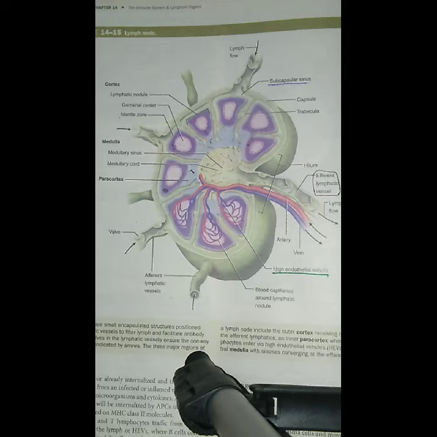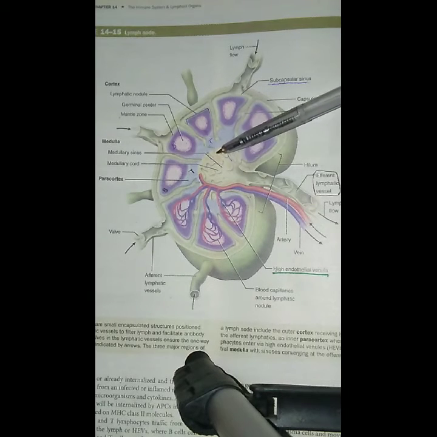Some of the medullary cords are continuous with the lower pole of the cortical nodule, as you can see here, but no lymphatic nodules are present in the medulla. This is the important point. Antibodies are produced by the plasma cells of the medullary cord, because the plasma cells and B lymphocytes are present in the medullary cord.